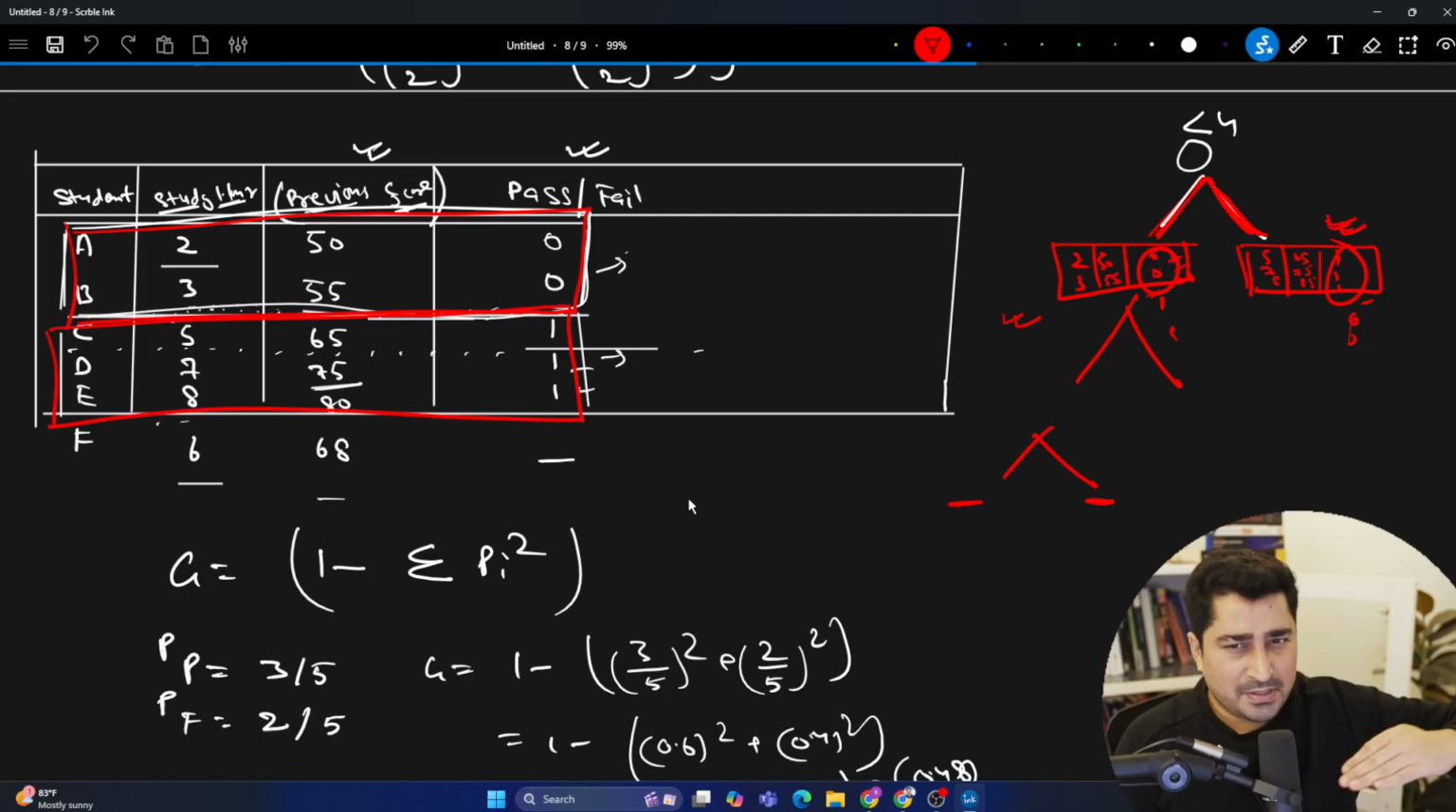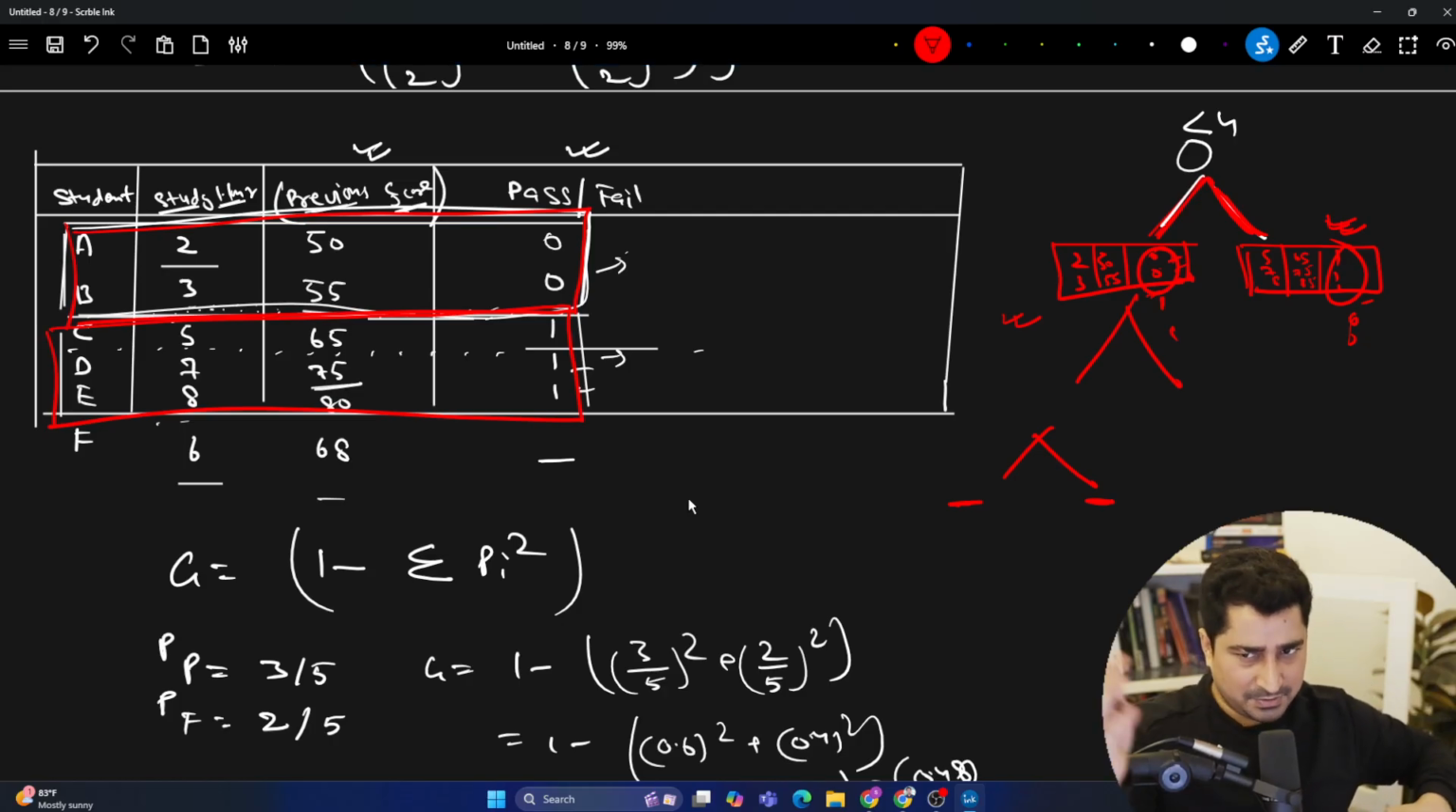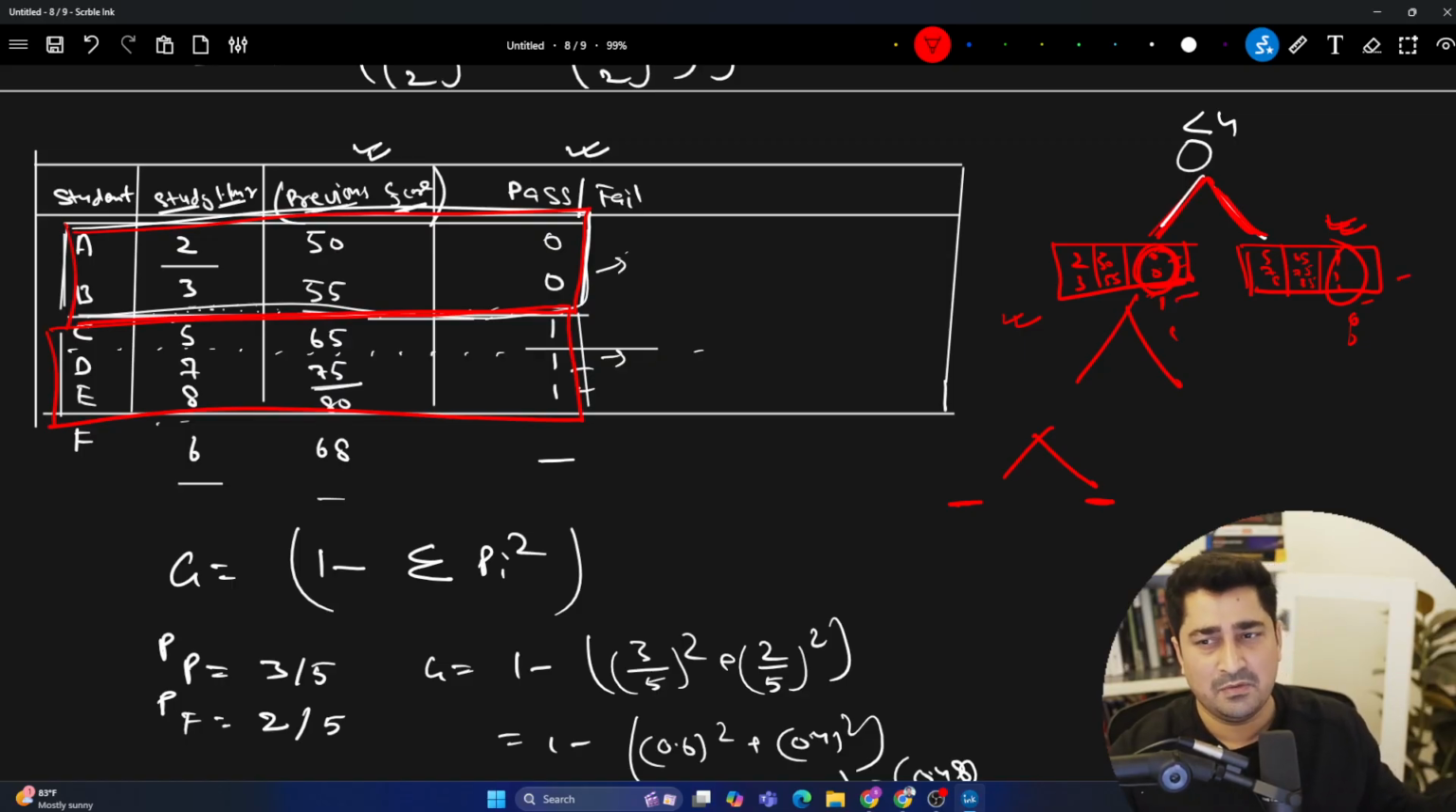So we will keep on increasing the height of the tree. Height of the tree means we'll keep on extending the branches. But here we can clearly see 0, 0 and then 1, 1, 1. So I don't have to split it further because I don't have any other class. I have only one class on this side, only one class on this side.